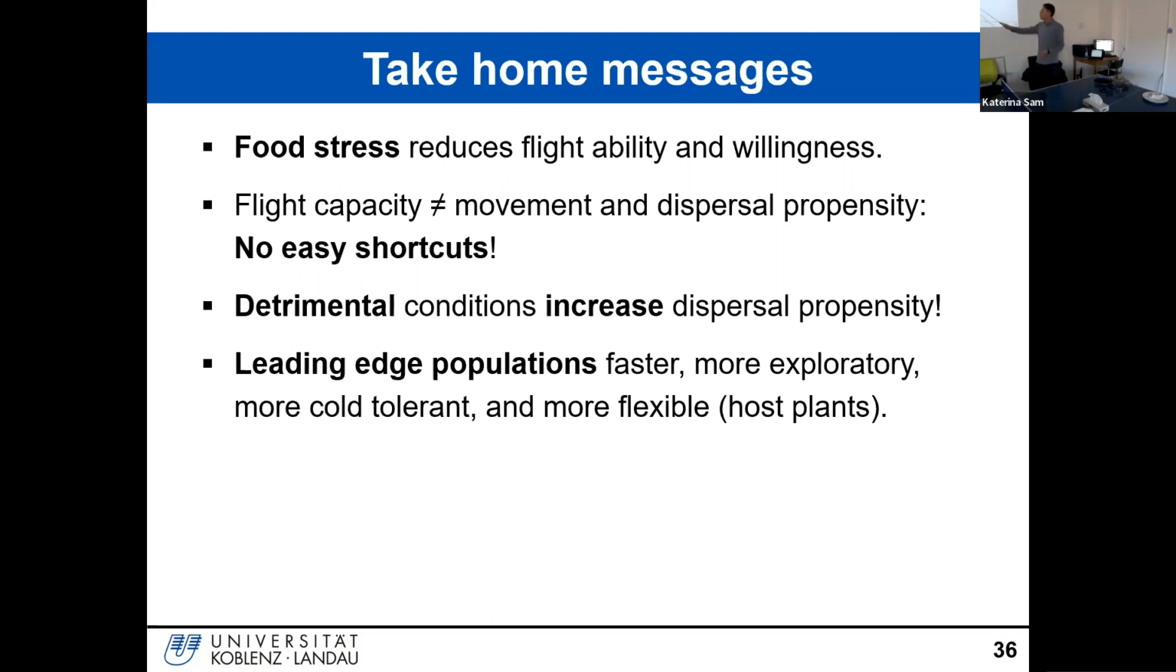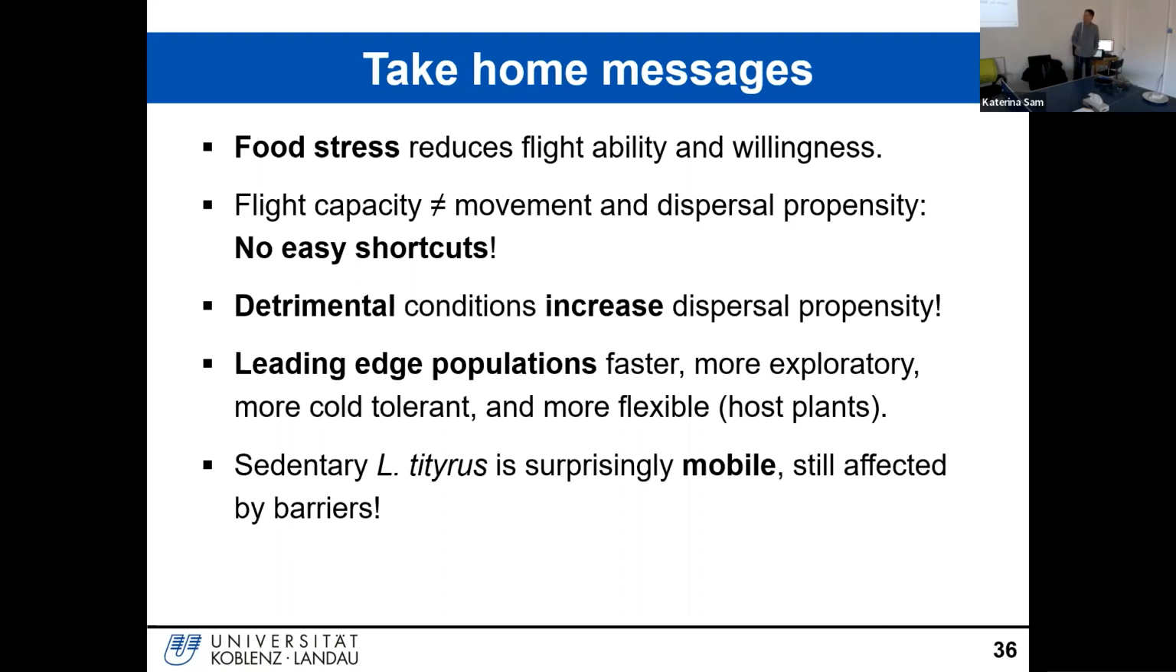I've shown that leading edge populations show a faster development. We could show this in both species, the white, but also the copper. They are more exploratory, they are more cold-tolerant and more flexible in terms of host plant use. And we could show that this is very, very rapid evolution within at least partly less than 10 years, which makes you kind of wonder, how might this actually happen? So maybe you think about it and we can discuss, if you like, what might actually be going on there.